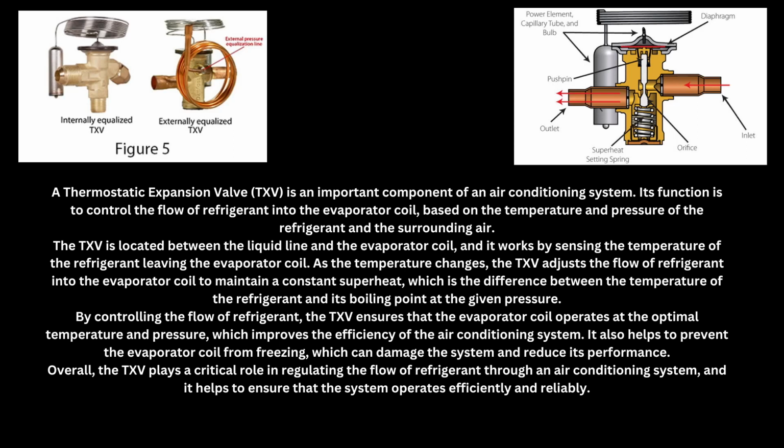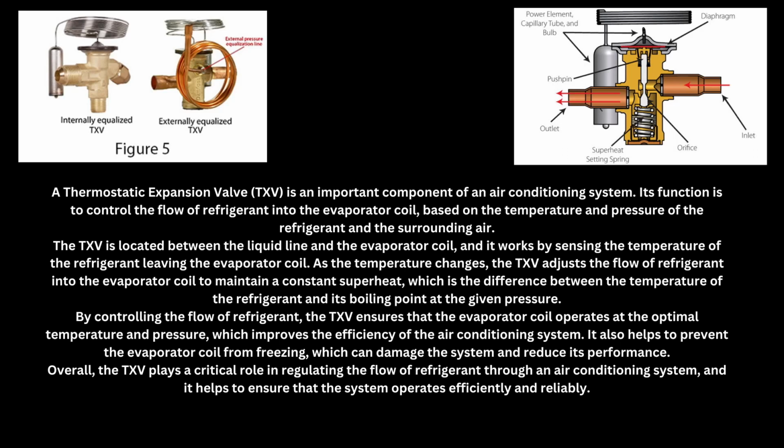The thermal expansion valve is located between the liquid line and the evaporator coil, and it works by sensing the temperature of the refrigerant leaving the evaporator coil. As the temperature changes, the thermal expansion valve adjusts the flow of refrigerant into the evaporator coil to maintain a constant superheat, which is the difference between the temperature of the refrigerant and its boiling point at the given pressure. So refrigerant is naturally cold. Now, let me give you an example. If you sprayed it across your finger, you can get frostbite real quick.